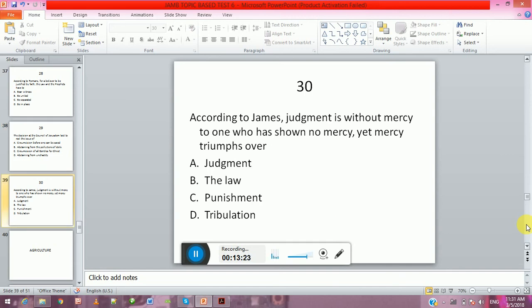According to James, judgment is without mercy to one who has shown no mercy. Yet mercy triumphs over A. judgment, B. the law, C. punishment, D. tribulation.